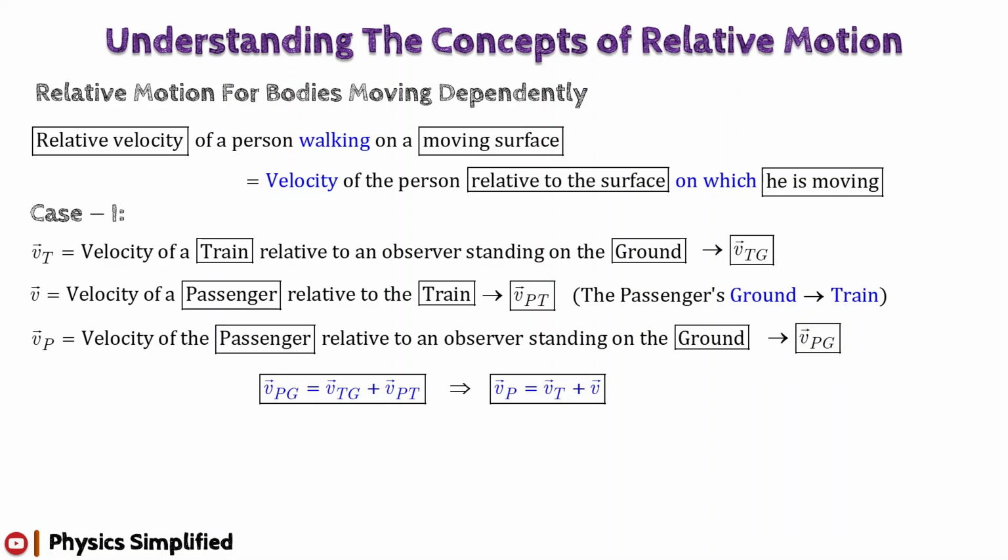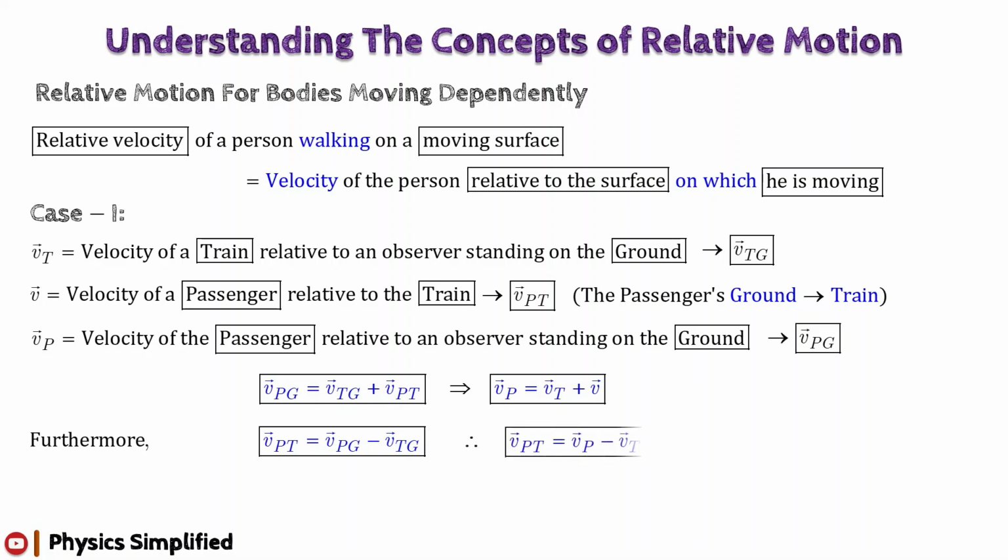So, the velocity of the passenger relative to the moving train is obtained from the subtraction of the absolute velocity vectors of the passenger and that of the train. This is given by the following equation: vector v suffix pt is equal to vector v suffix pg minus vector v suffix tg.